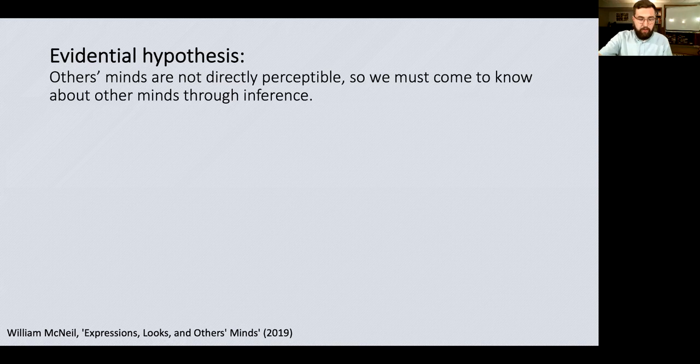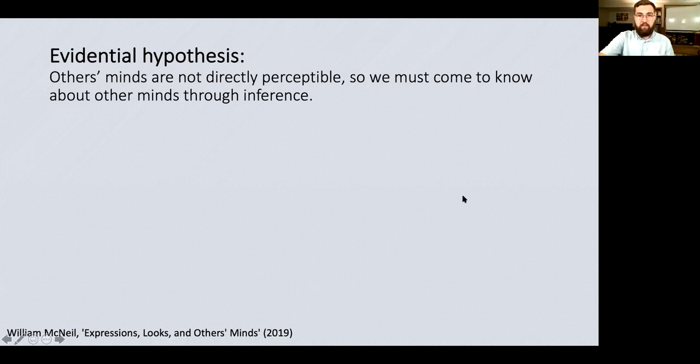Here we have the evidential hypothesis. Others' minds are not directly perceptible, so we must come to know about other minds through inference. In our everyday social interactions, we gather evidence by observing behaviors and hearing testimonies and arrive at reasonable conclusions about others' mental states. A conclusion drawn from inference, however probable it may be, is fallible, so evidential knowledge falls short of certainty.